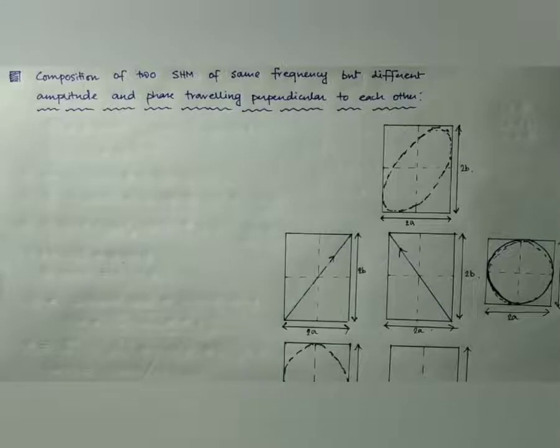In the previous section we discussed the composition of two simple harmonic motions of same frequency but different amplitude and phase traveling in the same direction, that is, suppose it is in the x direction. Now we are going to discuss a different topic regarding the composition of two simple harmonic motions of same frequency but different amplitude and phase traveling mutually perpendicular to each other. Suppose one is traveling along the x-axis, then another is traveling along the y direction. They are mutually perpendicular to each other.